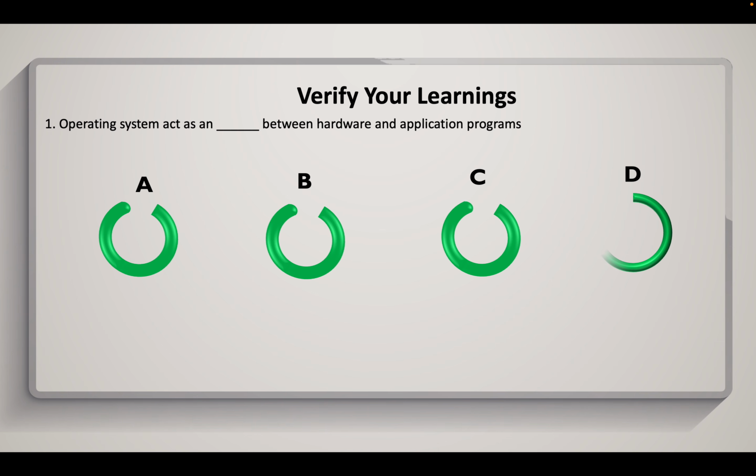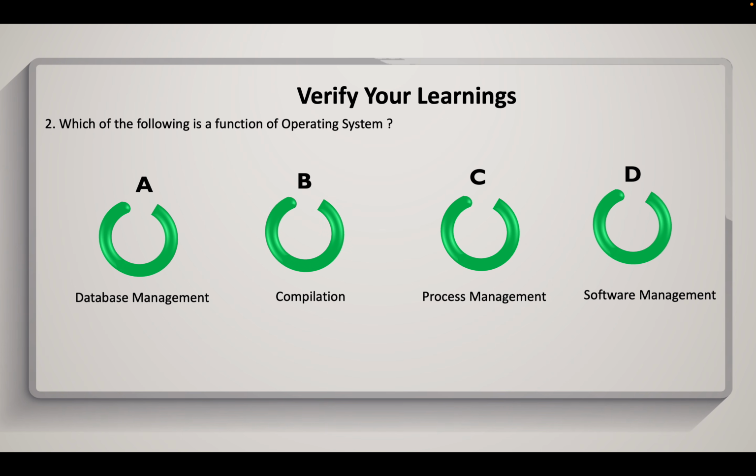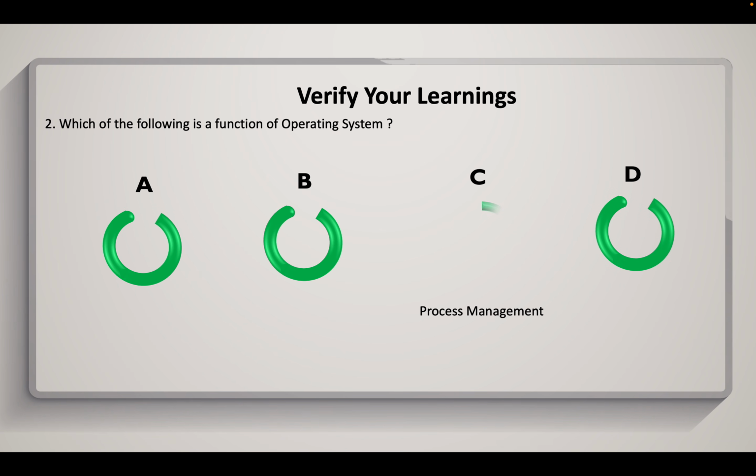D. Interface. The second question, which of the following is a function of operating system? Database management? No. Compilation? No. Process management? Yes. So process management is one of the functions of operating system. Software management is not. So the answer is C. Process management.